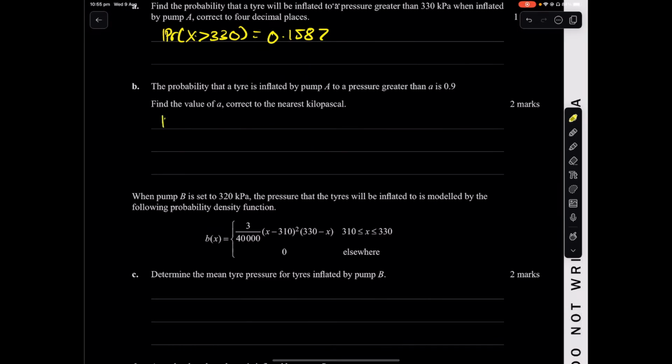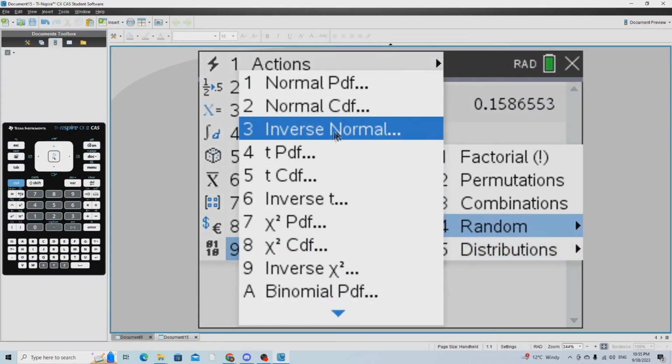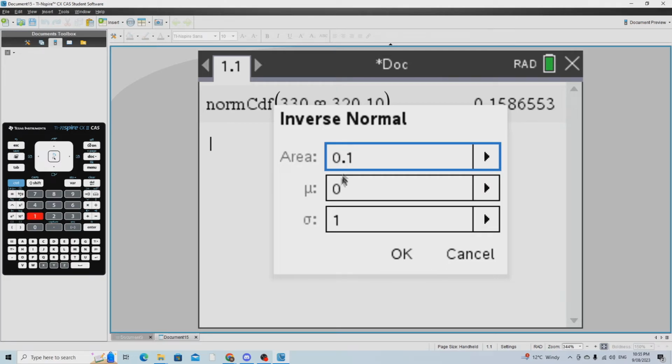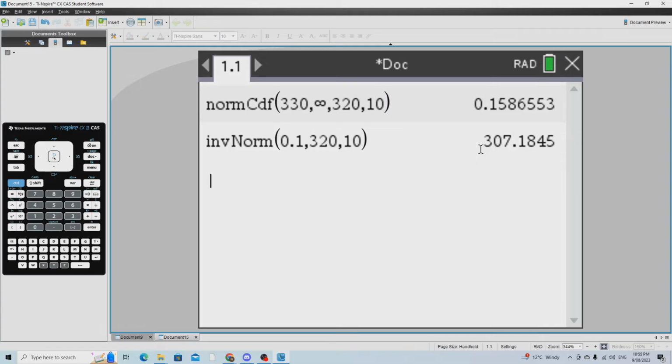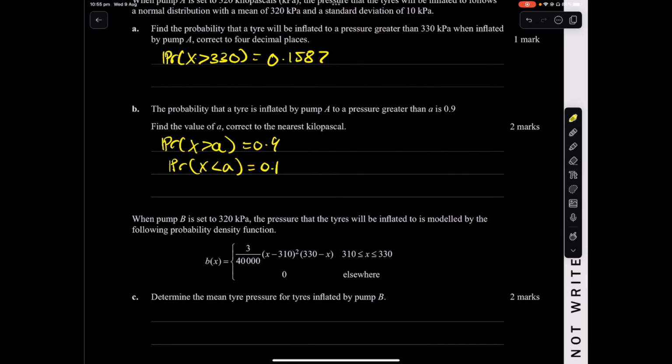The probability that a tire is inflated by pump A to a pressure greater than A, so X is greater than A, is 0.9. So we can say the probability of X is less than A is 0.1. Using menu, probability distribution, inverse norm, area is 0.1. Your mean value is again 320, and your standard deviation is 10. Okay, we get 307. Yeah, looks right. So A must equal 307 to the nearest pascal.